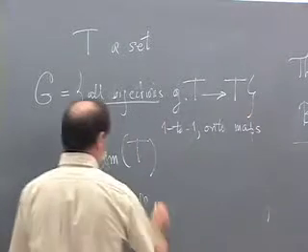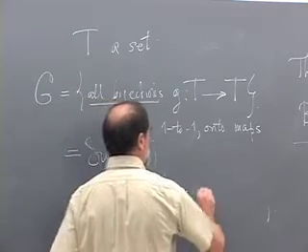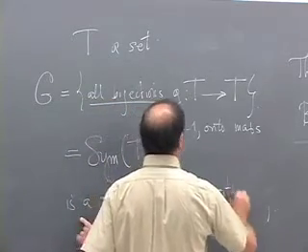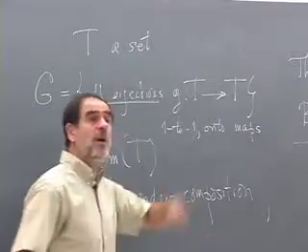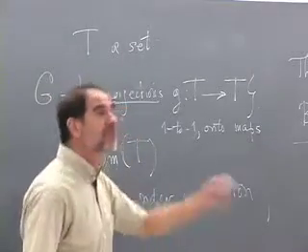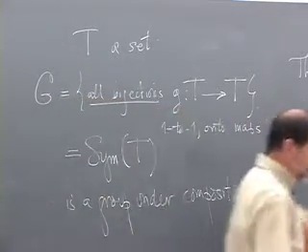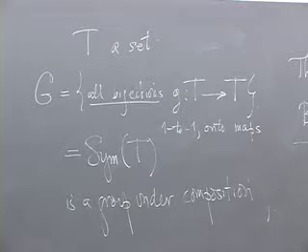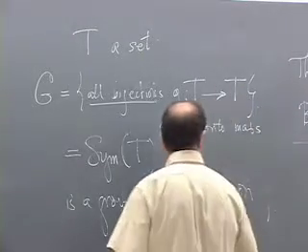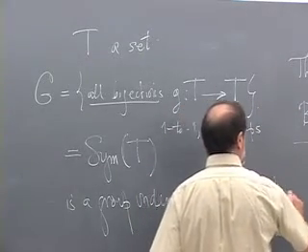So this is a group under composition. Composition of bijections. If you compose one bijection with another, you get a third, because if two maps are one-to-one and you compose them, you get a third one-to-one map. If two maps are onto and you compose them, you get another onto map. So that's the composition law of transformations.